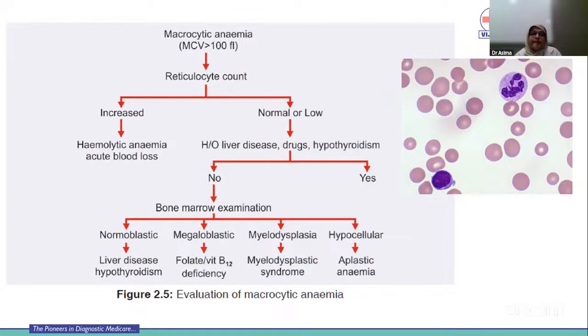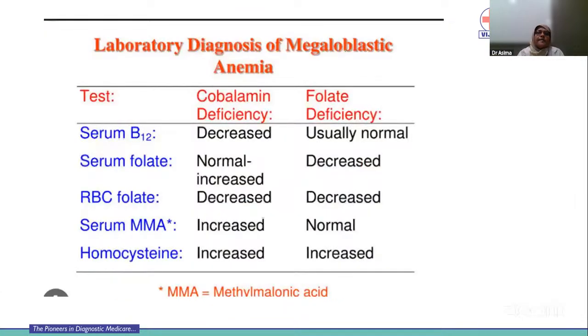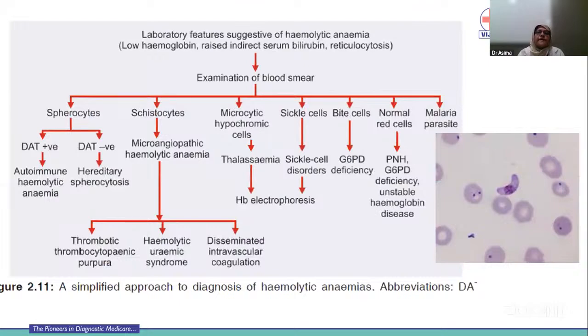Therein also MCV is high. And in case the bone marrow is hypocellular, then definitely we ought to think of aplastic anemia. To differentiate between cobalamin deficiency, that is B12, and folate, all these are the findings, and we also have methylmalonic acid, which is increased in cobalamin, that is B12 deficiency, and we have it at our lab.